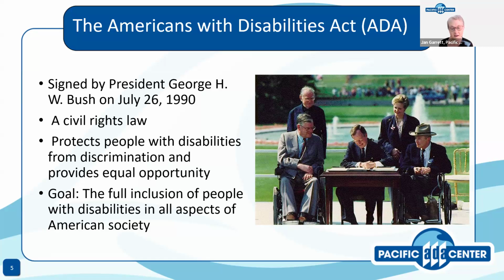The ADA is a civil rights law. It is important to understand that, and that any violation of the ADA is a violation of the civil rights of anyone who is covered by the ADA. In general, the ADA protects people with disabilities from discrimination and provides an equal opportunity. And the overall goal is the full inclusion of people with disabilities in all aspects of American society.